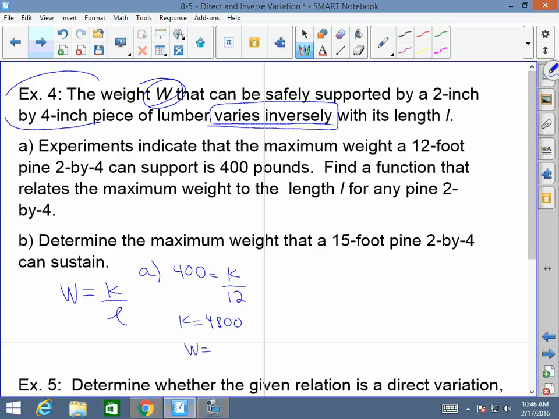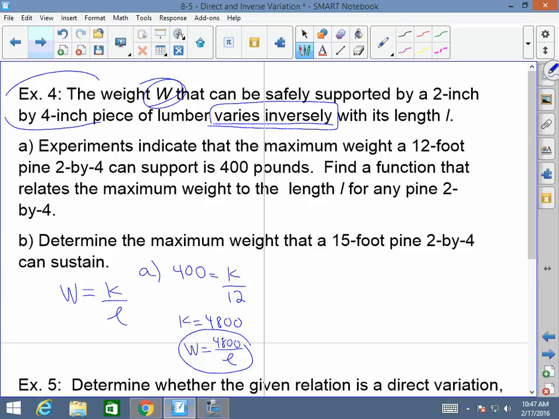W equals K, which is 4,800, over L. Okay, I only had 2 people answer that. Where are we getting confused? Talk to me, please, because you told me you understood it, and right now I saw that many people did not understand that. I'm here to help. How can I help you guys?